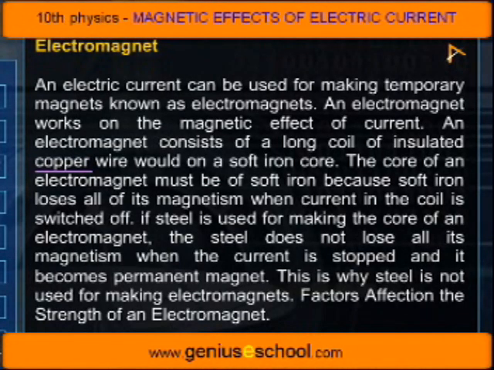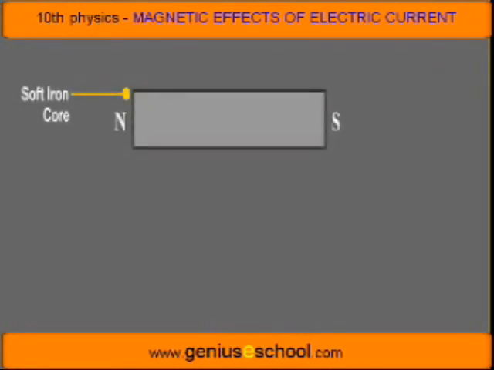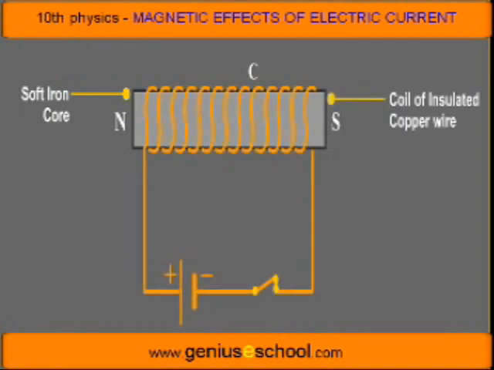Electromagnet. An electric current can be used for making temporary magnets known as electromagnets. To make an electromagnet, all that we have to do is to take a rod NS of soft iron and wind a coil C of insulated copper wire round it. When the two ends of the copper coil are connected to a battery, an electromagnet is formed.